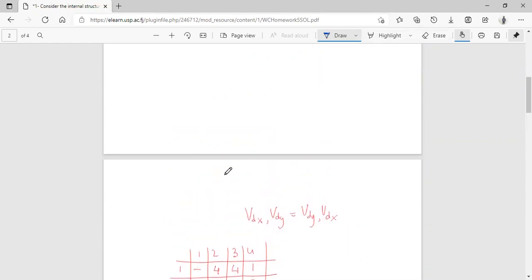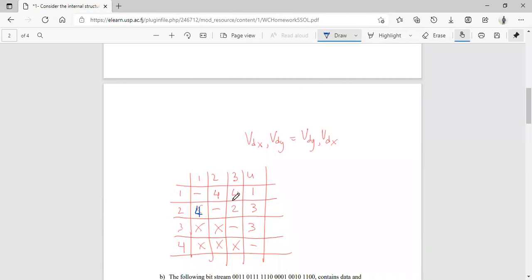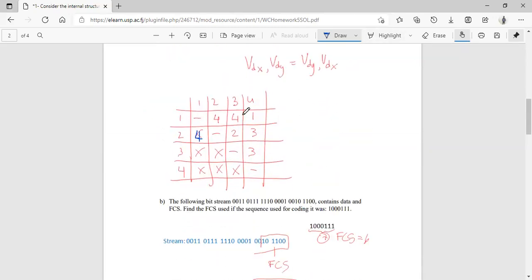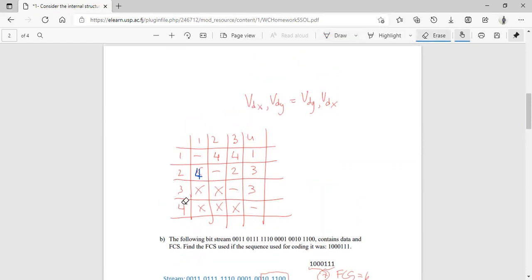Okay, likewise, if you do it for the distance between D1 and D3, you can see this is your D1, this is your D3. So how many bits are different? The first bit is different, the second bit is also different, the third bit is also different, the fourth bit is like, the fifth bit is like, the last bit is also different. So how many differences do we have? 1, 2, 3, 4. So the distance between D1 and D3 is also 4, right? Likewise, the distance between D3 and D1 will also be 4, isn't it?